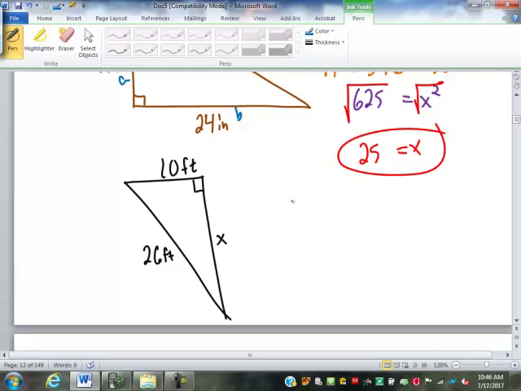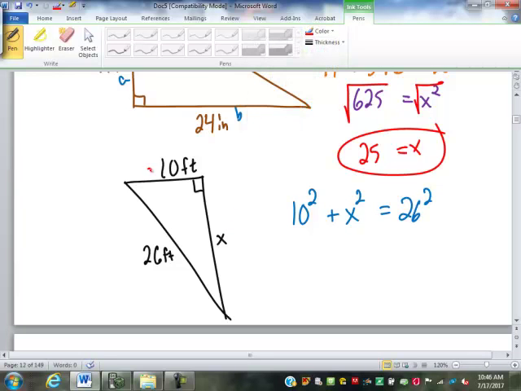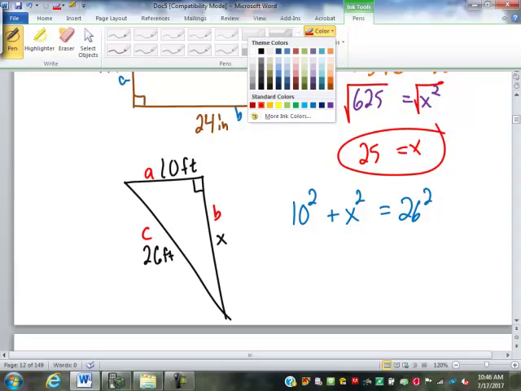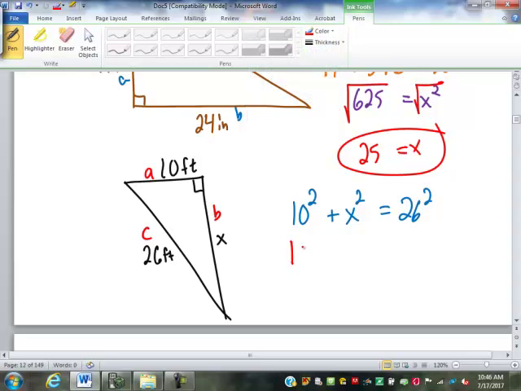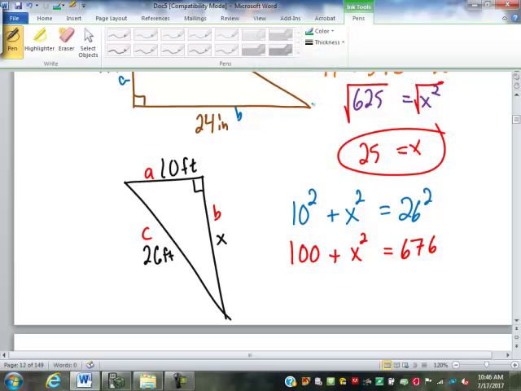10 squared plus x squared equals 26. Okay, good job. We see here that x is one of the legs. So yes, 10 squared plus x squared equals 26 squared. 10 squared is 100 plus x squared. 26 squared is 676. Then what?